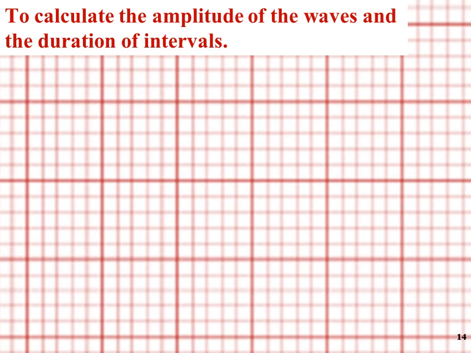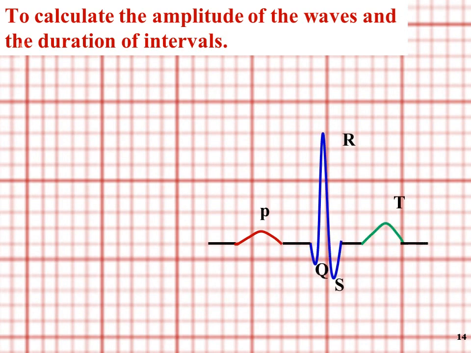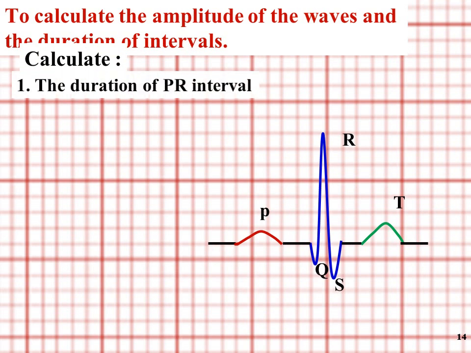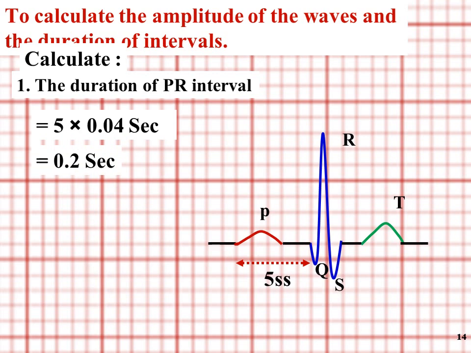Let's take an example. Calculate the duration of the PR interval. The PR interval here is equal to 5 small squares. Where is the PR interval? From the beginning of the P wave to the beginning of the Q wave or R wave. So it's 5 small squares. 5 multiplied by 0.04 second equals 0.2 second.